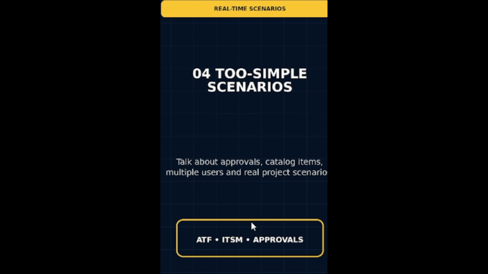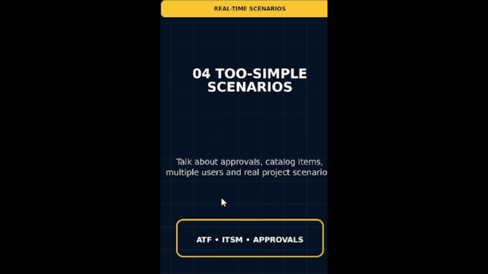The real-time scenarios they're expecting are catalog request, RITM, parallel task, approval, assignment group, task closure, RITM closure, request closure, multiple approvals, multiple workflows. That is what they're expecting. For a 3-plus or 4-plus years QA role, the interview may expect you to discuss more complex scenarios.